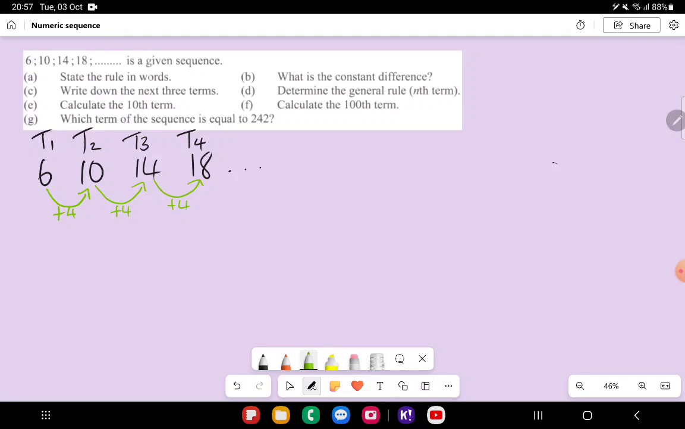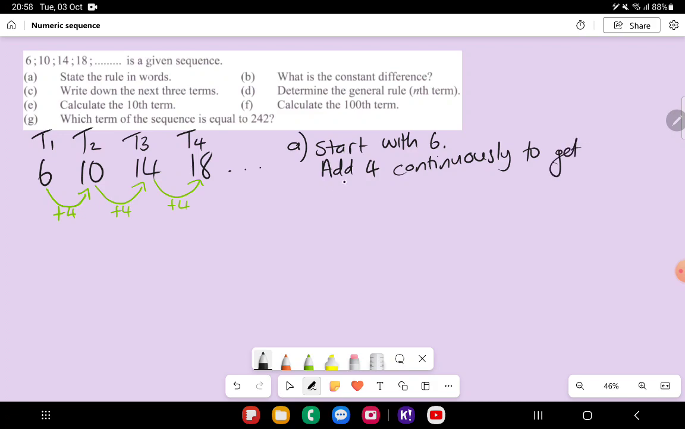So if I was to answer question A, state the rule in words, I would write, start with 6, and then add 4 continuously to get the next terms. Okay, that would be the rule in words. Where do I begin and how do I get to the next term? Start with 6, add 4, add 4, add 4.